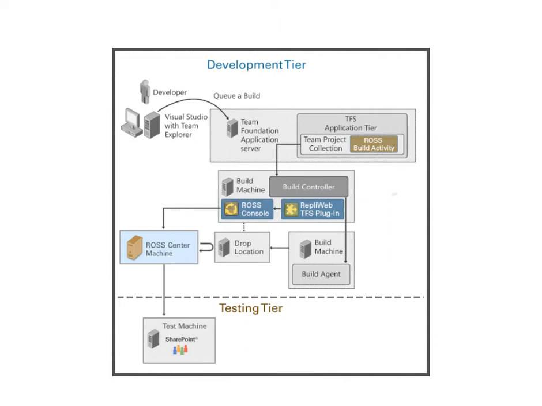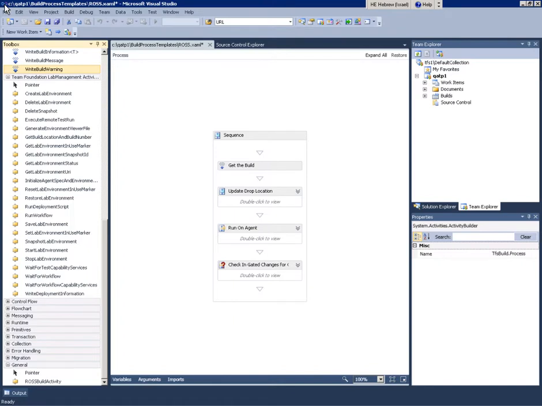And that's where RepliWeb TFS plugin comes in. RepliWeb TFS plugin continues where TFS left off, by automating deployment of SharePoint solutions from the development tier to the testing tier with full traceability. Seamlessly integrating with the Team Foundation Server 2010 workflow, RepliWeb TFS plugin replaces manual processes and complex scripts, resulting in increased productivity and reduced costs. Let's take a closer look at how it works.